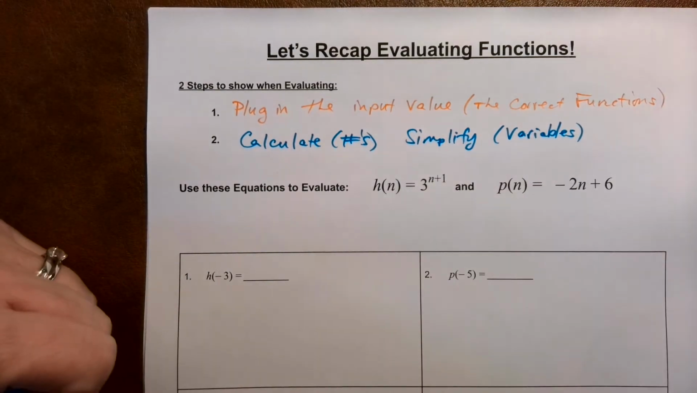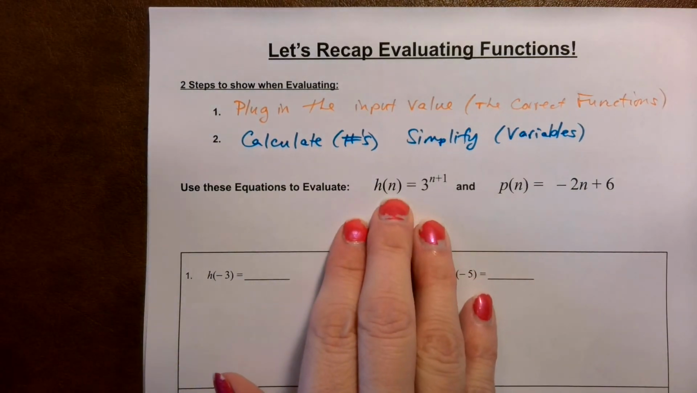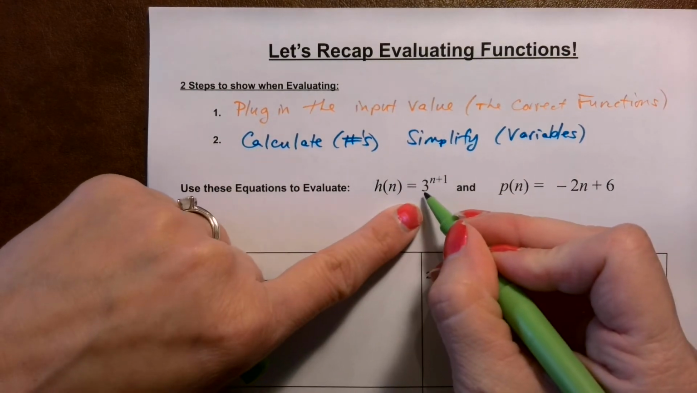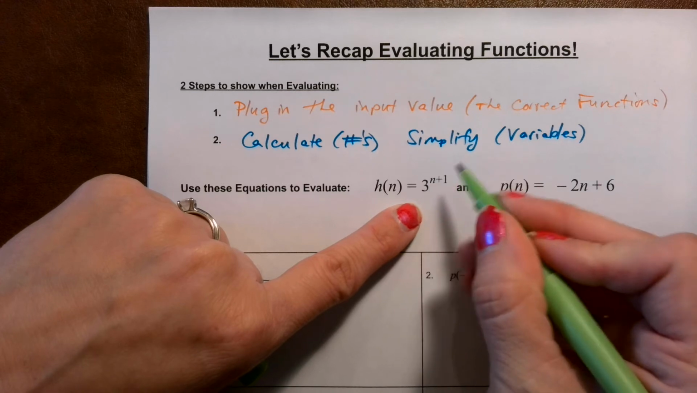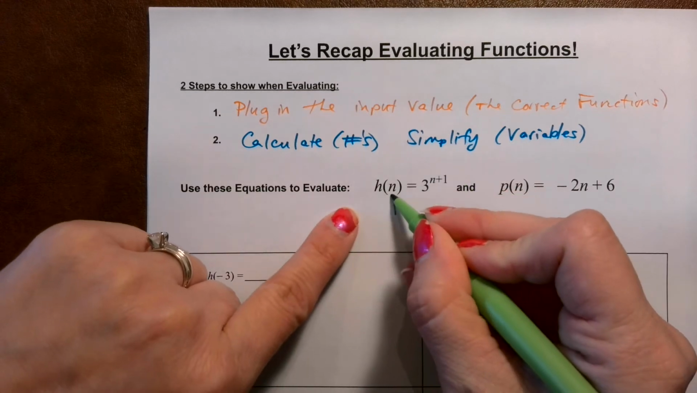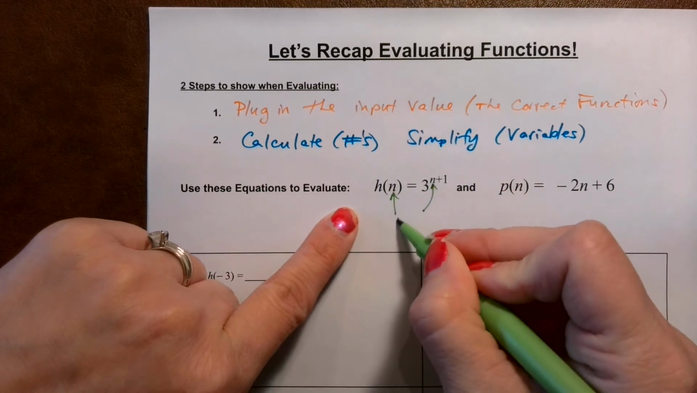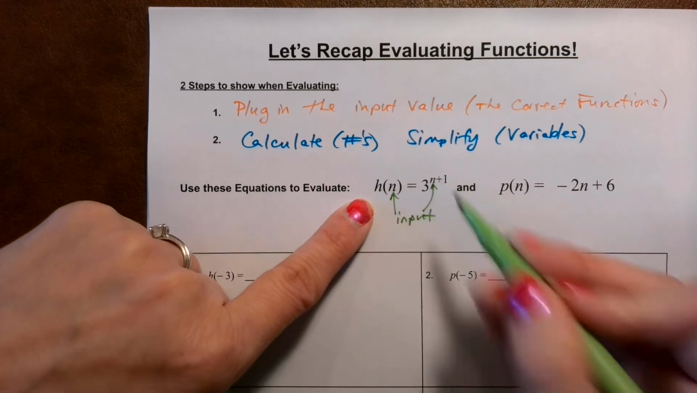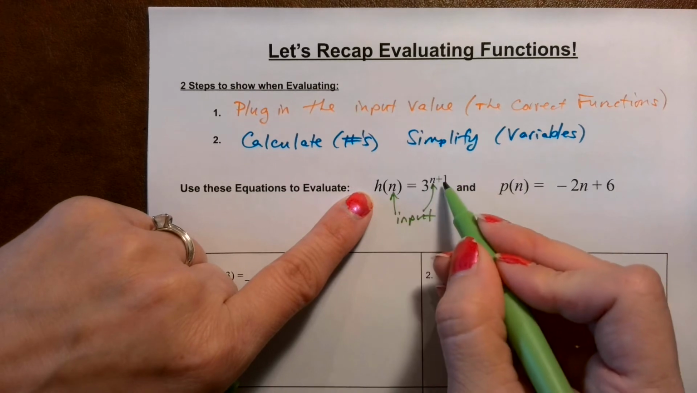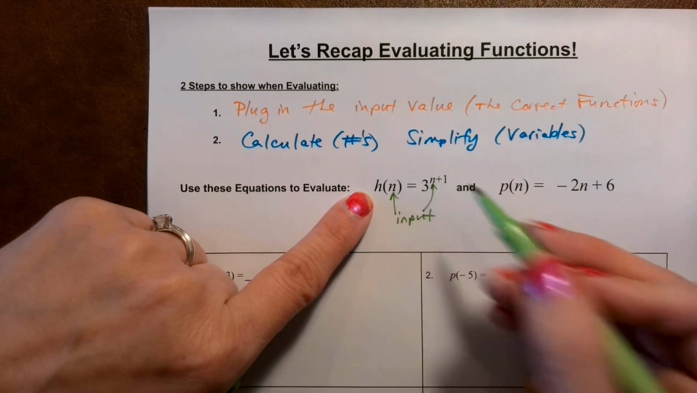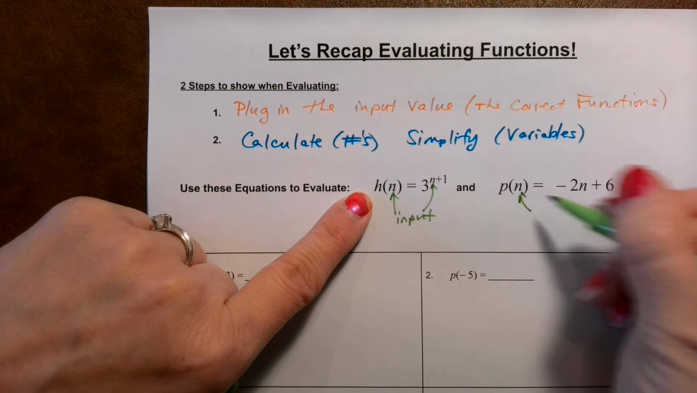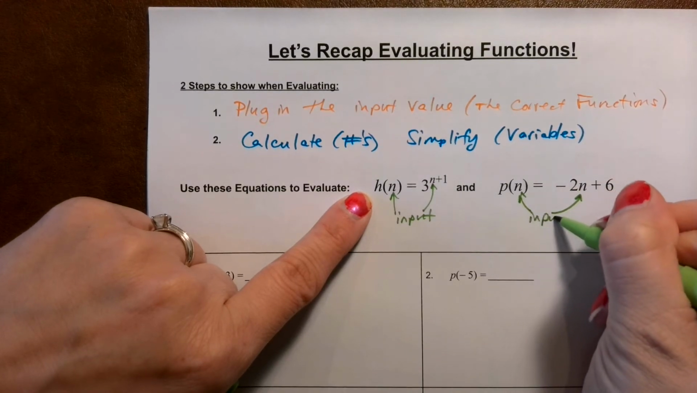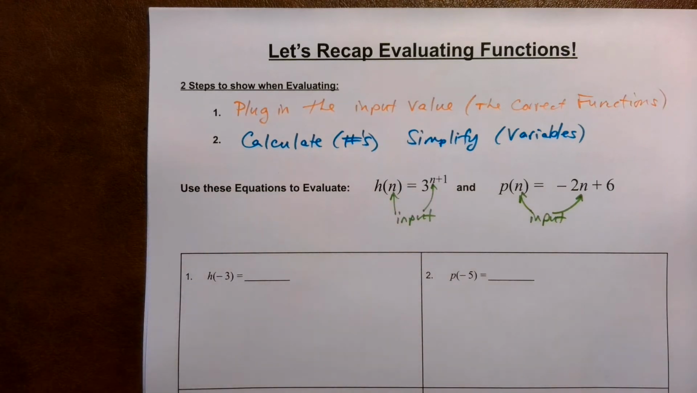So take a look at these two functions. There's an h of n function. This function says they want you to take 3 and raise it to the exponent of n plus 1. You see here how the n is the input. Whatever input they want you to plug in, you put it into that spot. It's an exponent, it's high, and it's in its power. Here, the input n is right there, negative 2 times n. That's the input. So let's try some problems together.